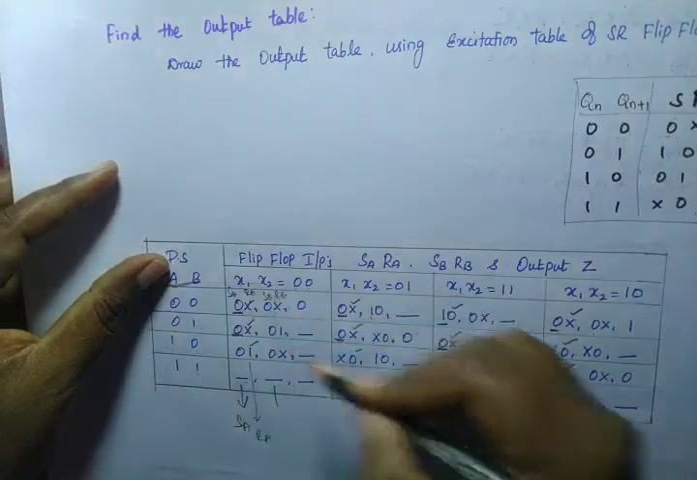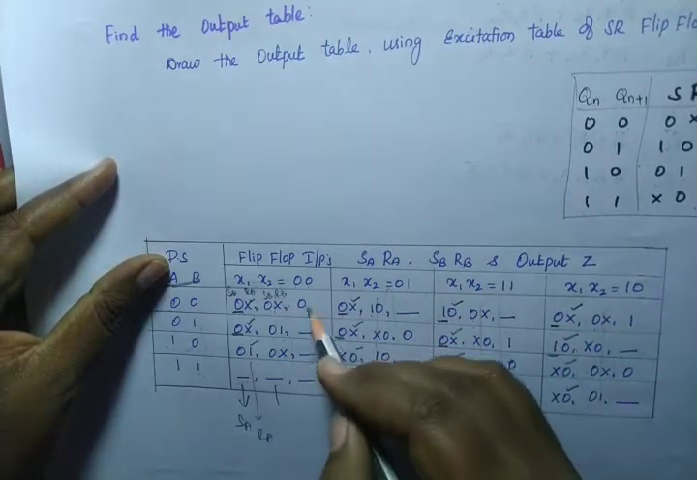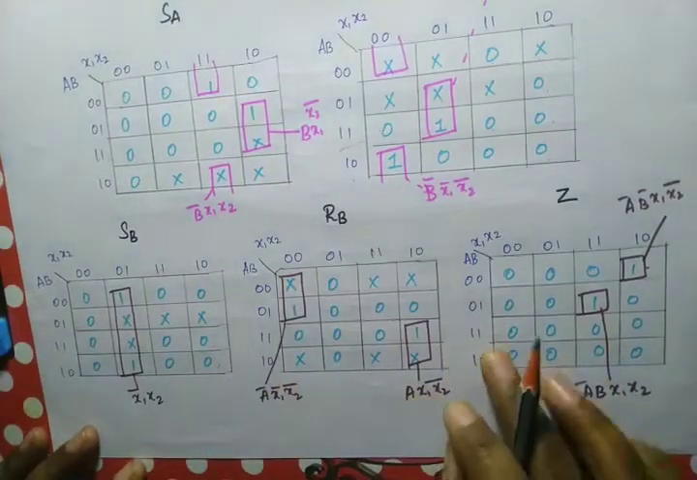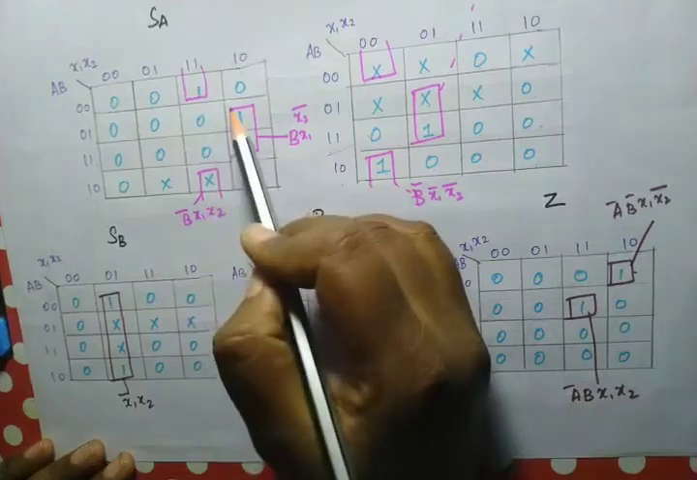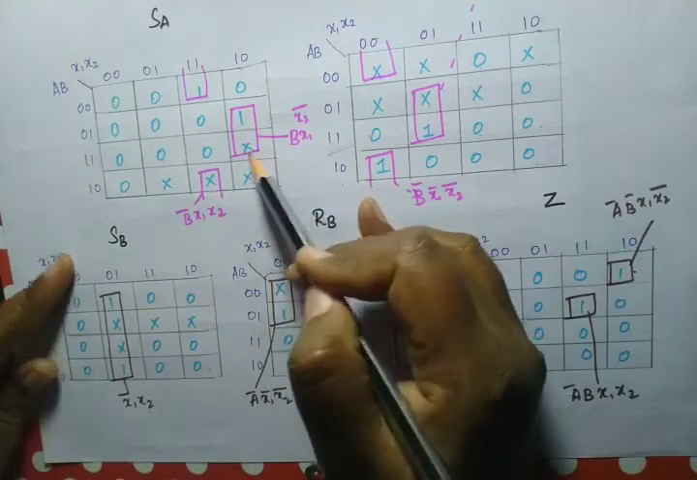Next RB. So this is our RB. So we have to take this RB. Then we have to take this Z value. So that's it. We have to fill this K-map and we have to find the answer. I've said about this K-map many times, so no need to explain this.